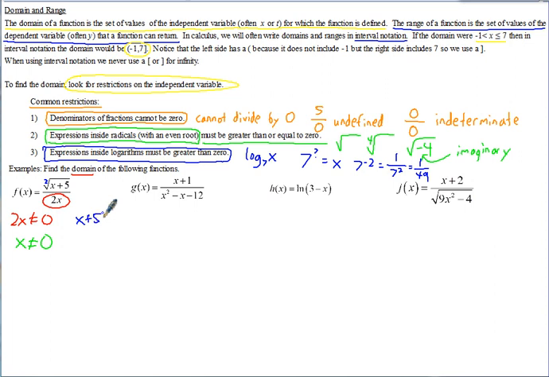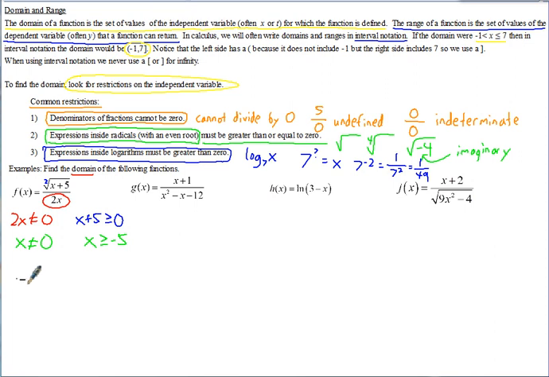So x plus 5, that's inside there, in order to keep it from being imaginary, it has to be greater than or equal to 0. If you solve that by subtracting 5 from both sides, you get x is greater than or equal to negative 5. So probably, especially when you have more than one restriction, I'm going to write these in interval notation here.